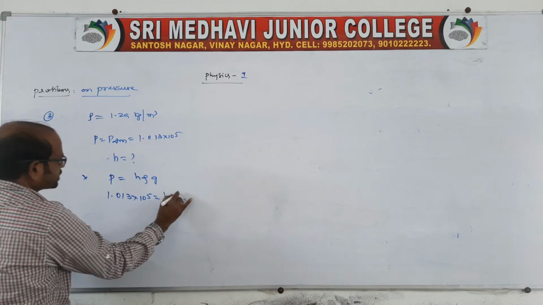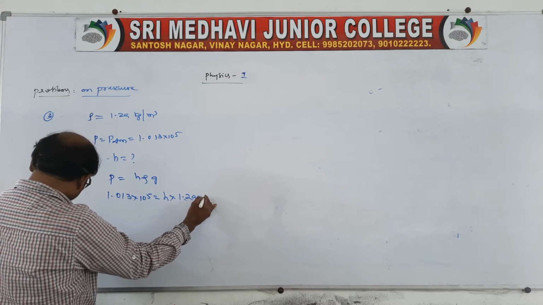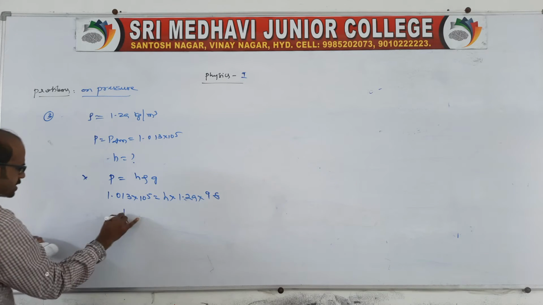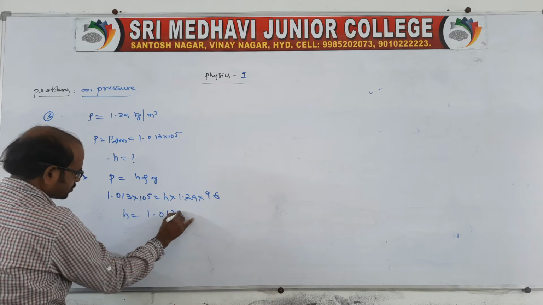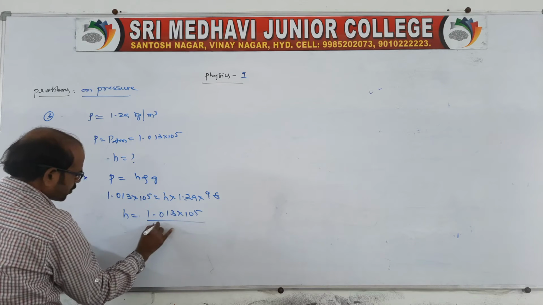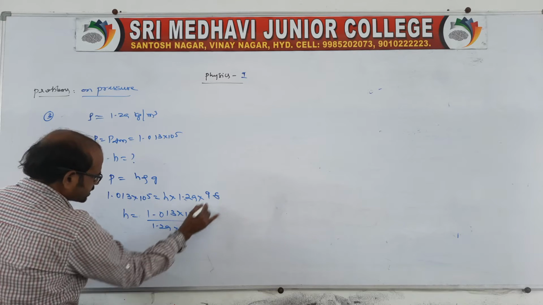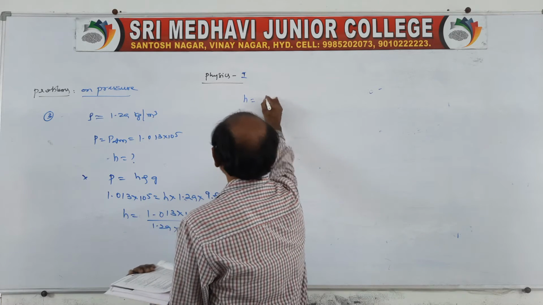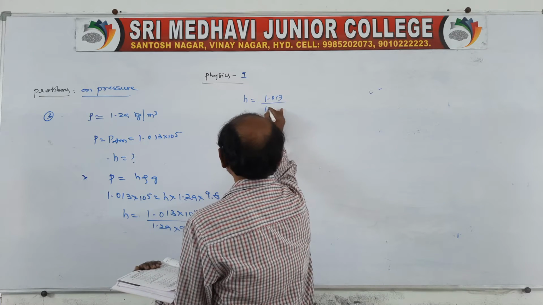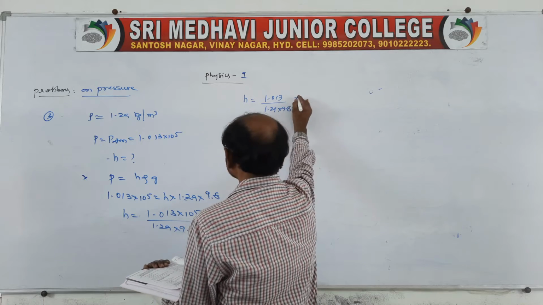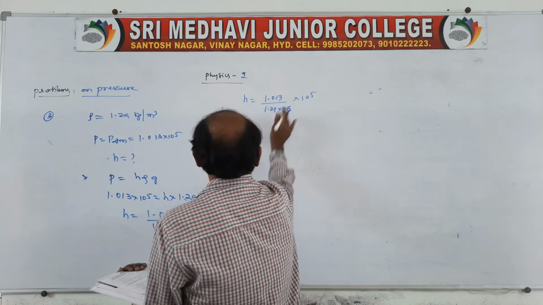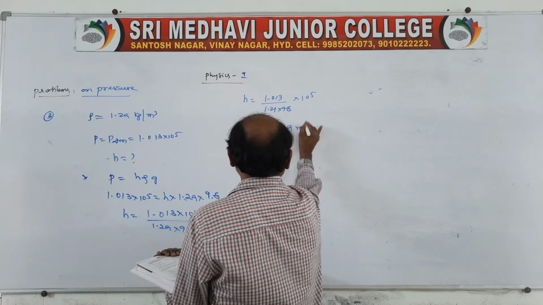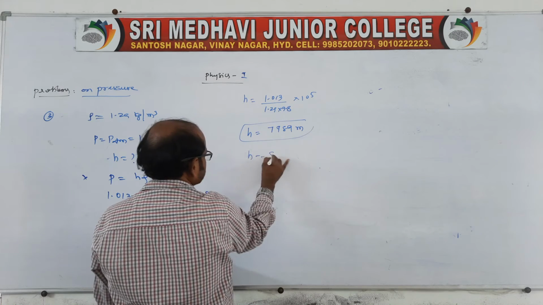Density is given as 1.29 and g we take as 9.8. Now h is equal to 1.013 into 10 power 5 by 1.29 into 9.8. Simplifying this, h is equal to 1.013 by 1.29 into 9.8 into 10 to the power 5. So this simplifies to approximately 7989 meters, which rounded off is 8 kilometers.